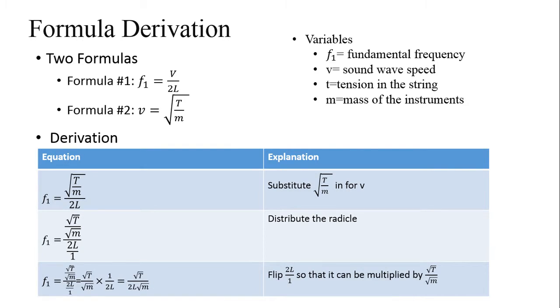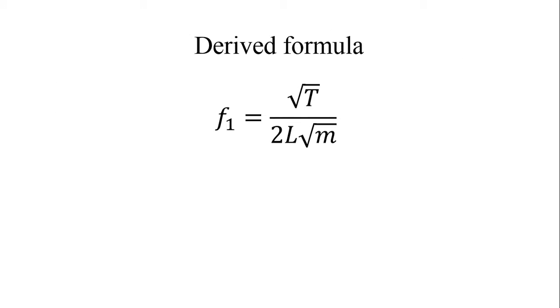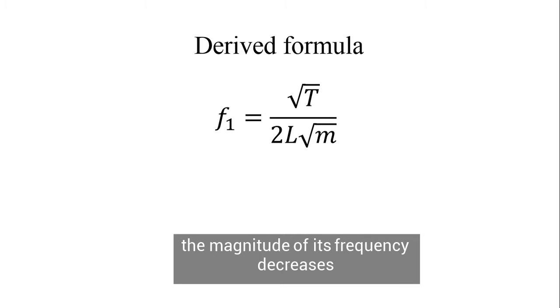Since both formulas contain a variable which represents the speed of sound waves produced by the instruments, I can substitute the square root of T over M for V into the formula F1 equals V over 2L, attaining the formula F1 equals the square root of T over M, over 2L. Once I simplify the formula by distributing the radical between the fractions and flipping the denominator, we attain the formula F1 equals the square root of T over 2 times L times the square root of M. There are many pieces of information this formula elucidates. It makes clear that as the length of an instrument string increases and mass increases, the magnitude of its frequency decreases.